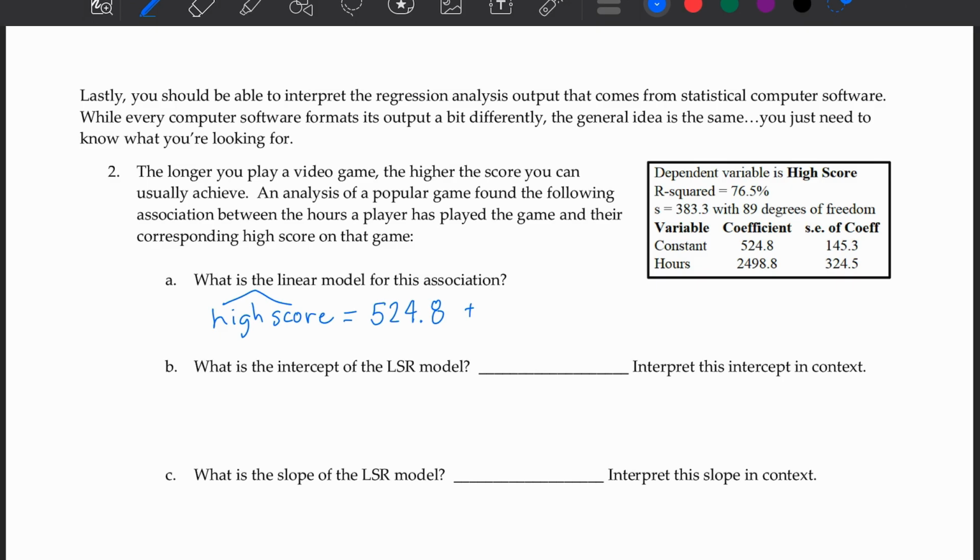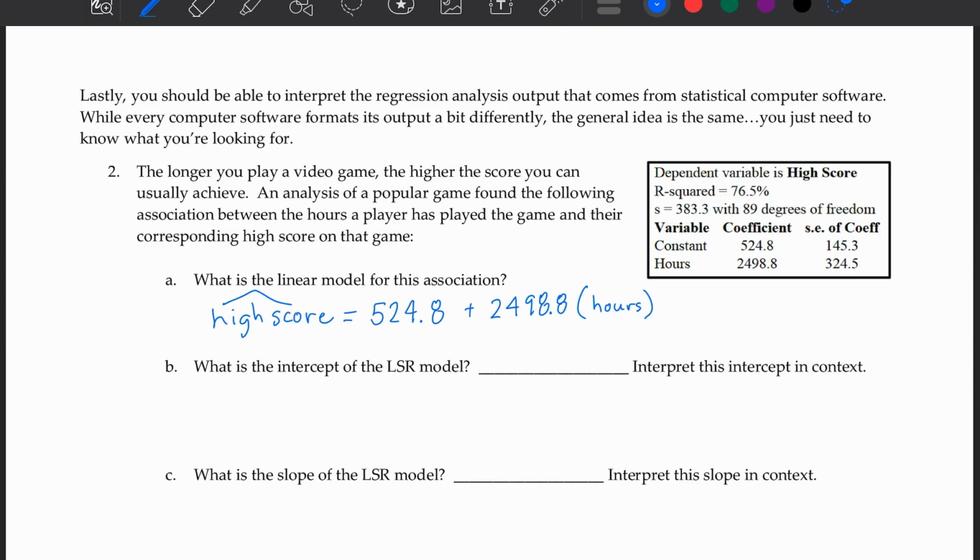The standard error of a coefficient is not related to what we're doing here, so that's not very helpful information. And then we got plus, and this is going to be our slope. The other variable is hours. If we read through this again, you got high score, you got hours played. So the coefficient, which would be our slope in this case, is going to be 2,498.8 times hours.